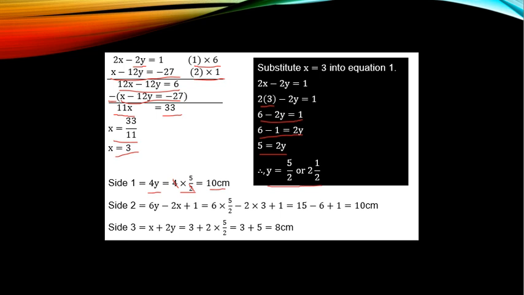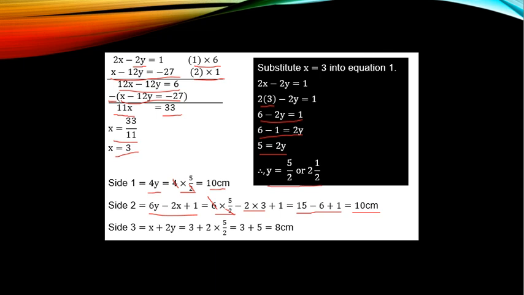Side 2 is 6y minus 2s plus 1. So you have 6 times the y value, 5/2, minus 2 times the s value, that is 3, plus 1. So you divide 6 by 2, you have 3. 3 times 5 is 15, minus 2 times 3 is 6, then plus 1. If you subtract, 15 minus 6 is 9, plus 1 is 10. So you see why the two sides are equal, 10, 10.